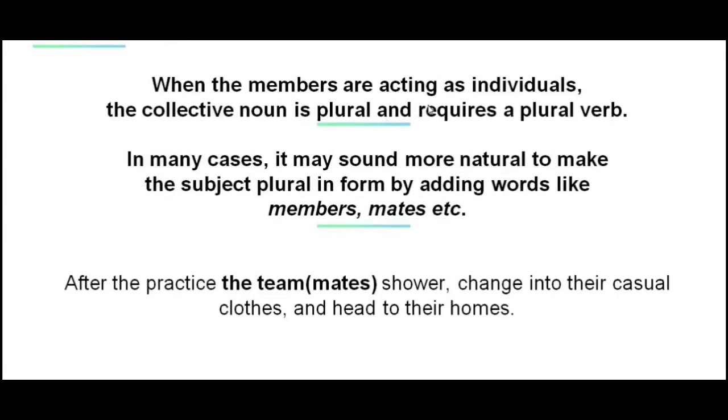And when the members are acting as individuals, the collective noun is plural and requires a plural verb. Now, in many cases, it may sound more natural to make the subject plural by adding words like members, mates, etc. Have a look at the example below. After the practice, the teammates shower, change into their casual clothes, and head to their homes. Note that the members of this group are acting as individuals. They are showering, changing into their casual clothes, and heading to their homes individually.